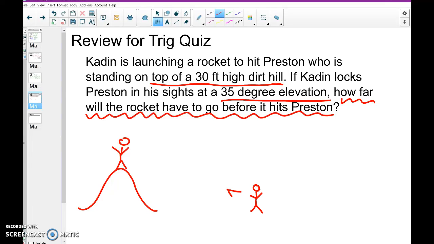This does not mean that I approve of hitting your friends with rockets, by the way, so please don't go home and tell your parents that Miss Crawford said we could go hit people with rockets. No, this is just hypothetical. But let's say that you did want to.